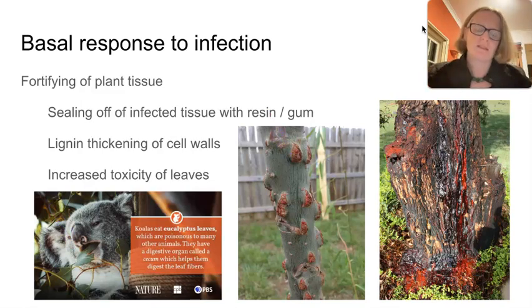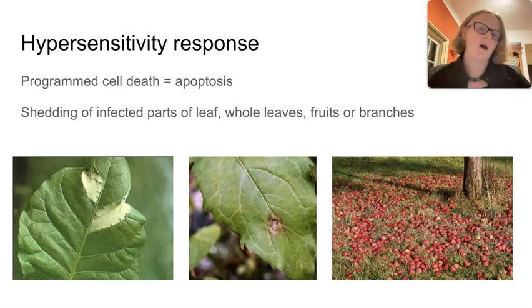If the basal responses don't do enough and the pathogens get past those, the plant can do something called a hypersensitivity response. This usually involves apoptosis, which is a great word. It means programmed cell death. Small areas of the plant can be isolated, shut off, and die, containing the pathogen within so that it doesn't spread to the rest of the plant. This could be a small piece of a leaf. It could be a whole leaf. It could actually shed the whole leaf, or maybe a whole fruit or a branch, so that the pathogen inside that part of the plant is lost as well.